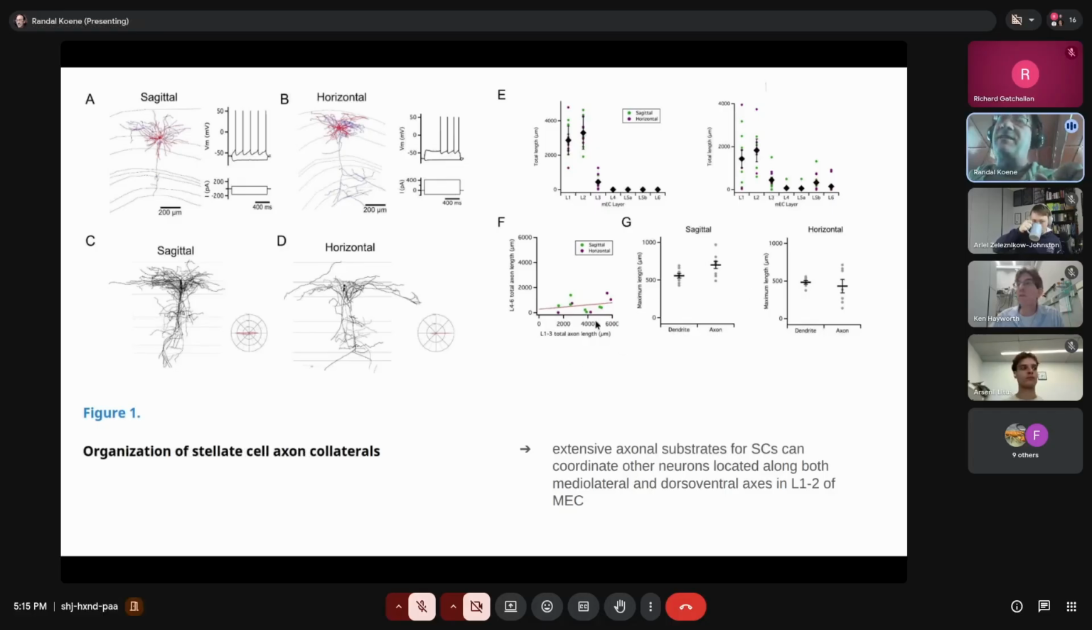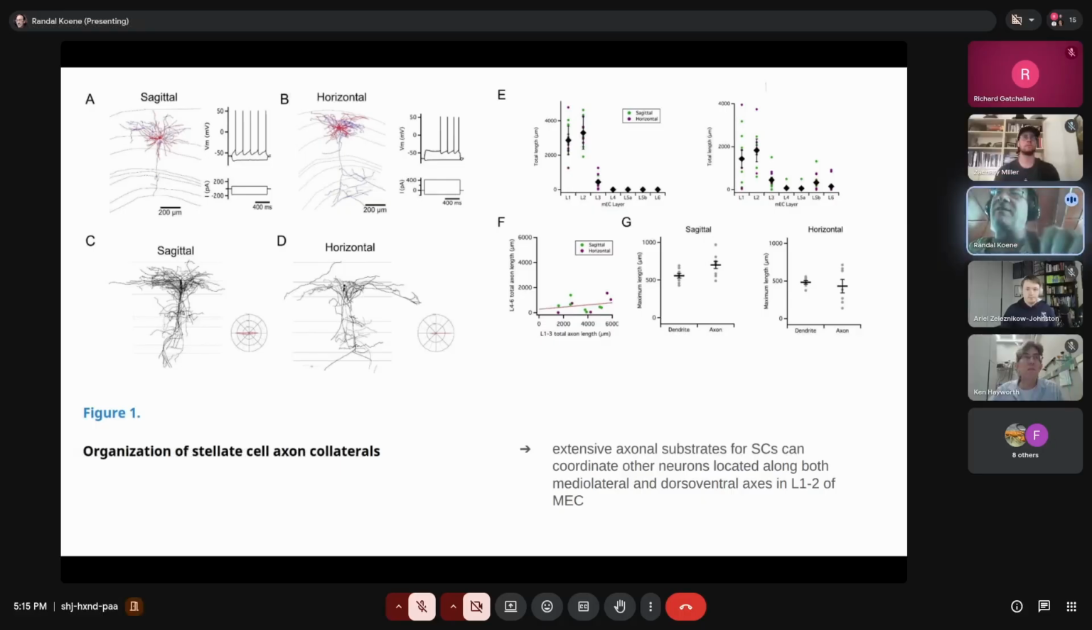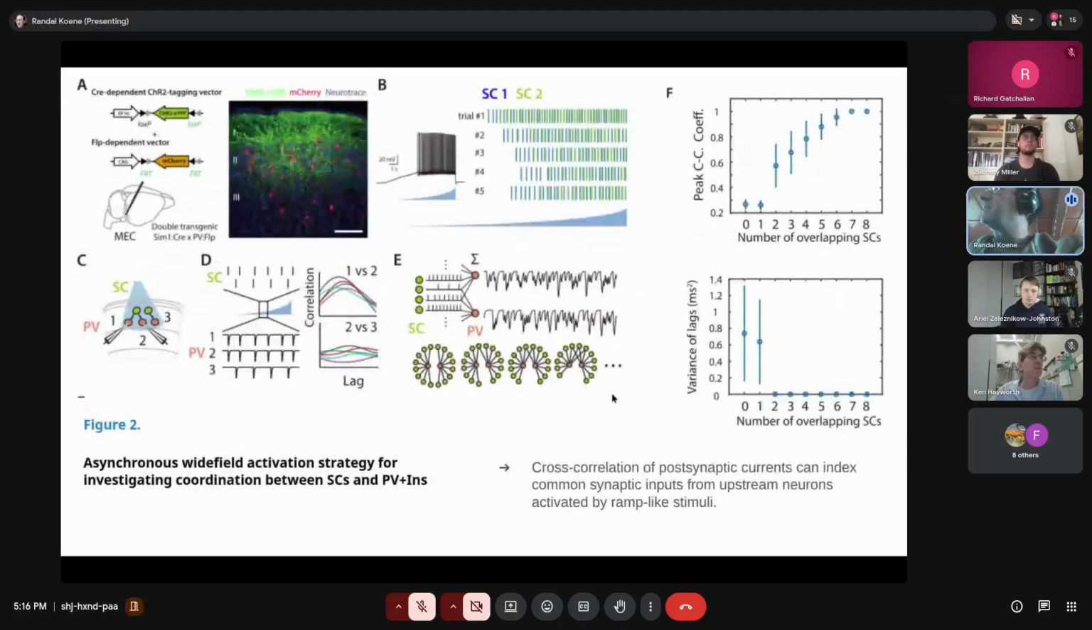And the result is really that these extensive axonal substrates for the stellate cells would be able to, if you look at the extent here, coordinate other neurons located along both the medial-lateral and dorsoventral axis in L1-2 of MEC, because that's where it's most extensive. Next, they investigate if the extensive axonal arborization that we see here leads to functional coordination of targets of stellate cells separated by similar distances within L2. Let's move on to that.